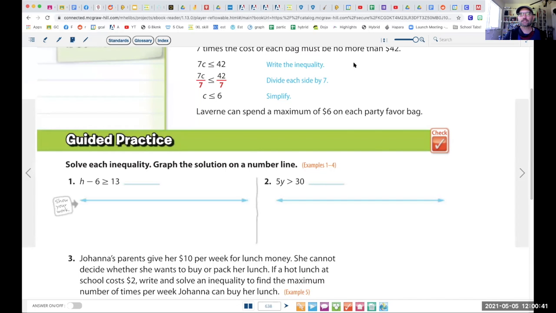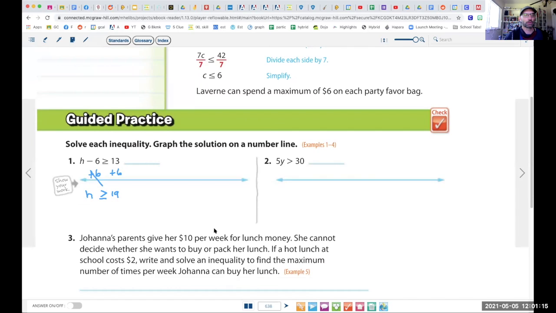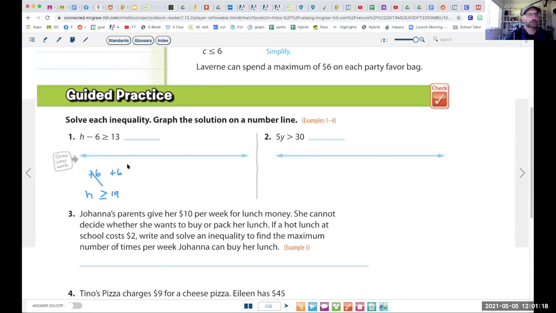All right, now we're on page 638. We're just going to do a couple problems from guided practice. So let's try number 1. H minus 6 is greater than or equal to 13. Ready, go. All right, so this is minus 6, and we want to do the opposite of that. So that's plus 6, and that cancels out the 6's. But then you have to do plus 6 here. 13 plus 6 is 19. And so the H comes down, and the greater than or equal to comes down. So you should have H is greater than or equal to 19.